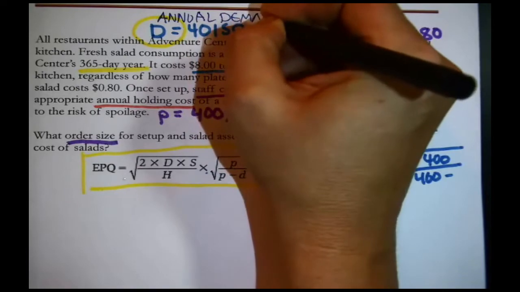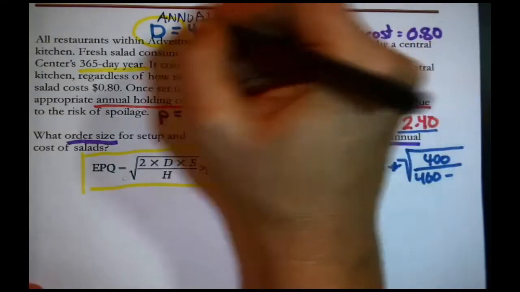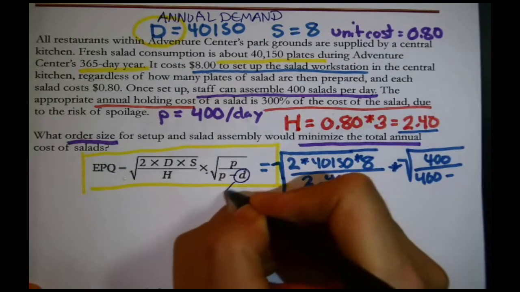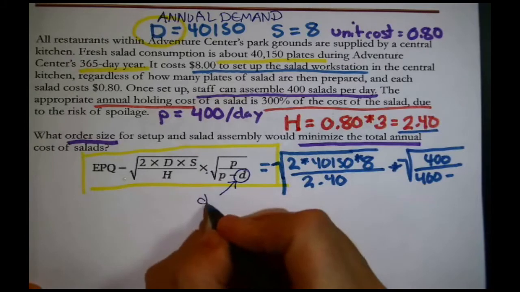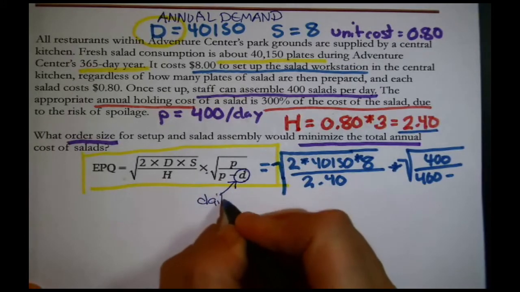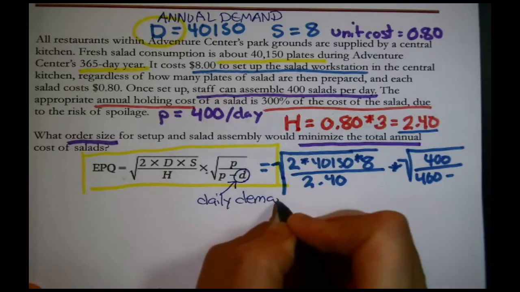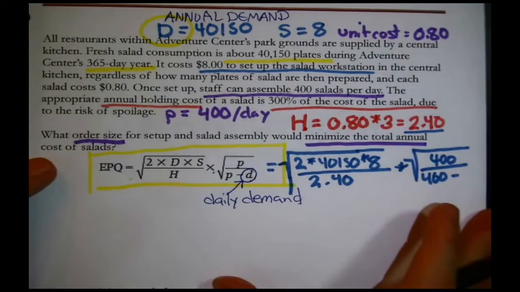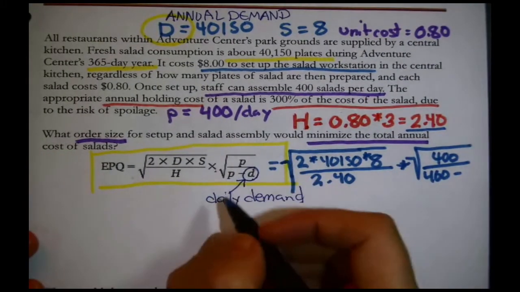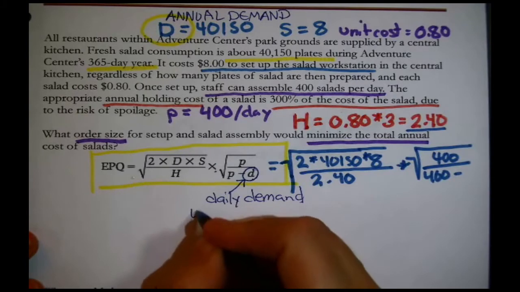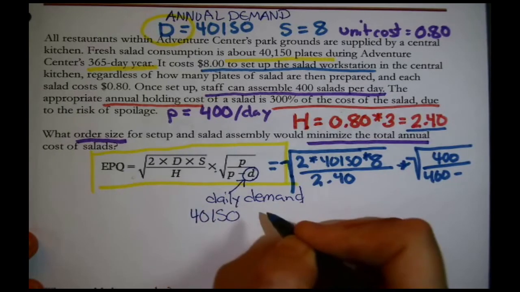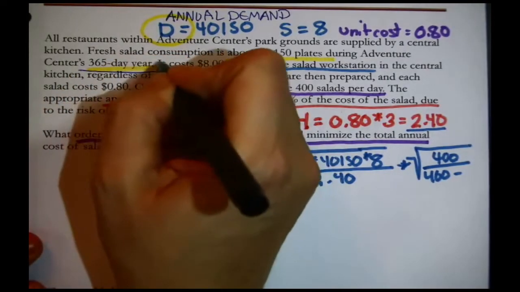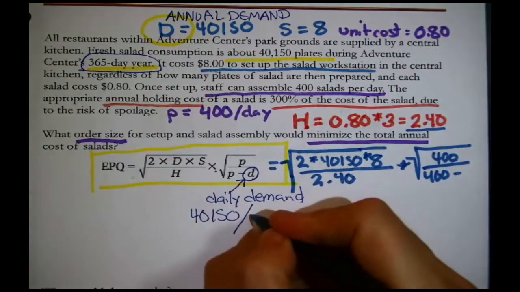How many salads will be consumed over the course of a year? This right here is not annual demand. That D is for demand, but see how it's a baby d, a lowercase d? That means that it is daily demand. You say, all right, well, they didn't say anything about how many salads were demanded each day, but we could figure that out pretty readily because we know that 40,150 are demanded over the course of the year, and they did volunteer that they are open 365 days a year.